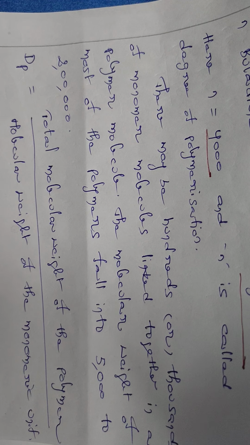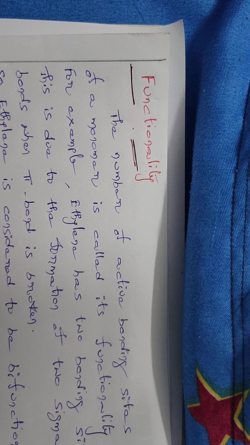Okay students, then what is functionality? The number of active bonding sites present in a monomer is called functionality. For example, ethene is a monomer, CH2 double bond CH2, it is called ethene. Here one pi bond is there, so it produces two active bonding sites.